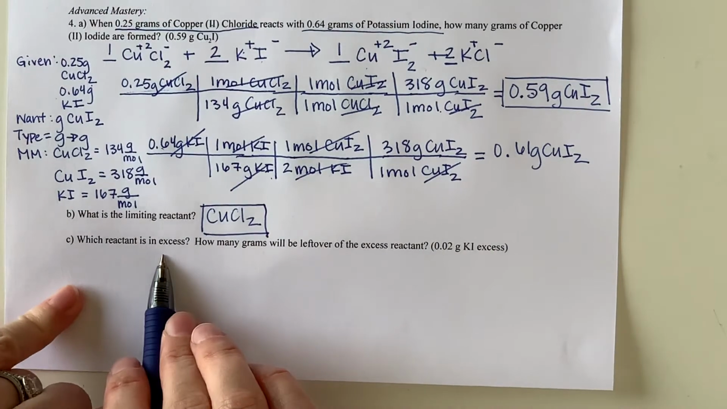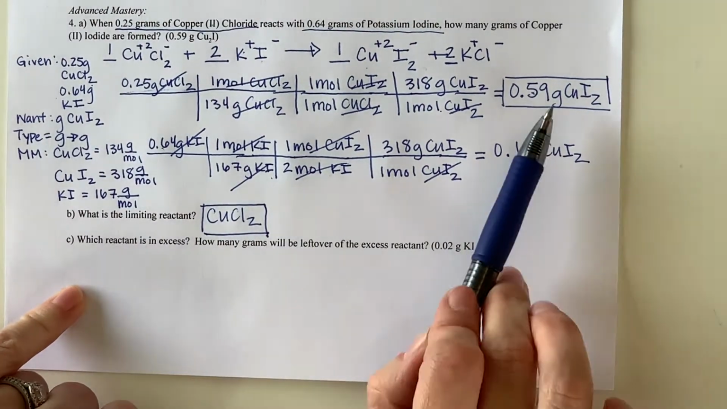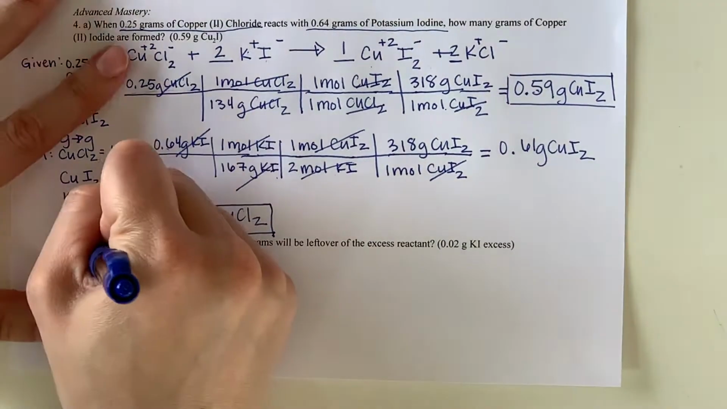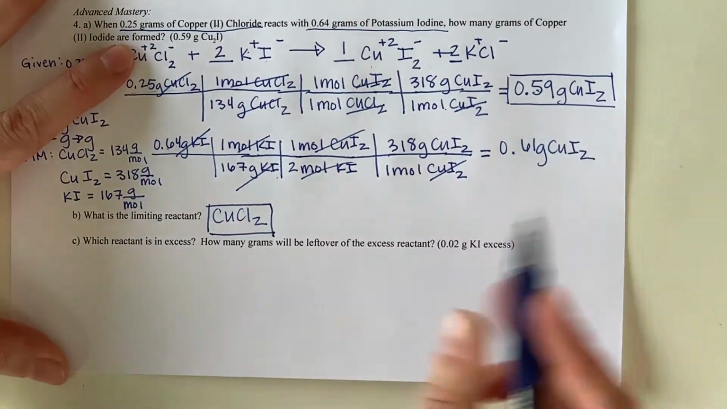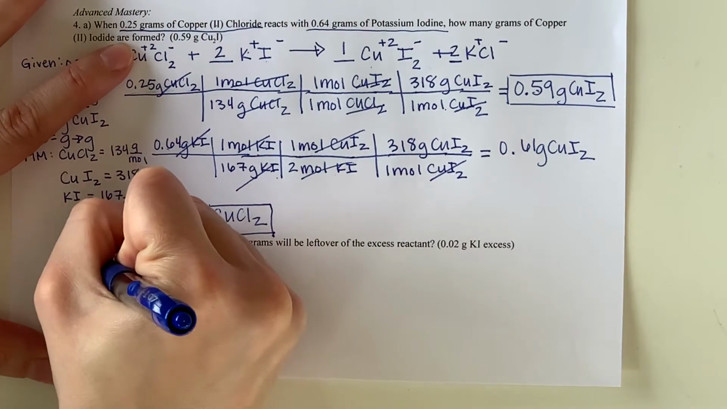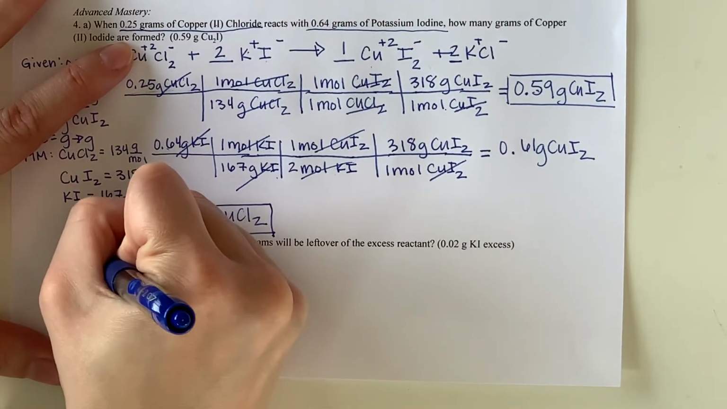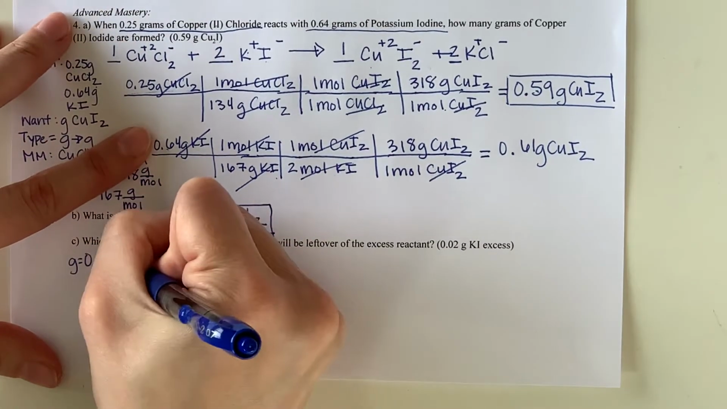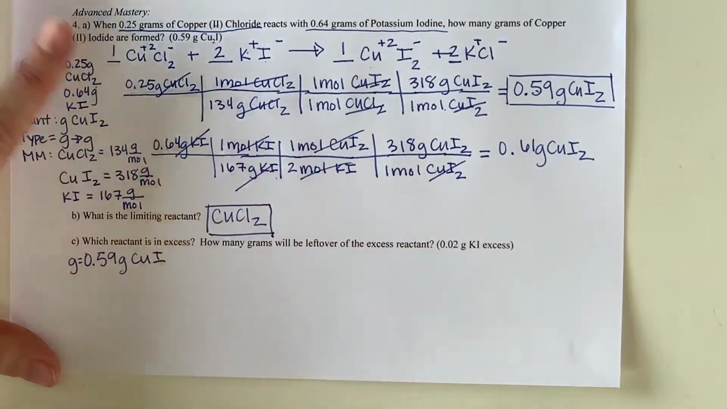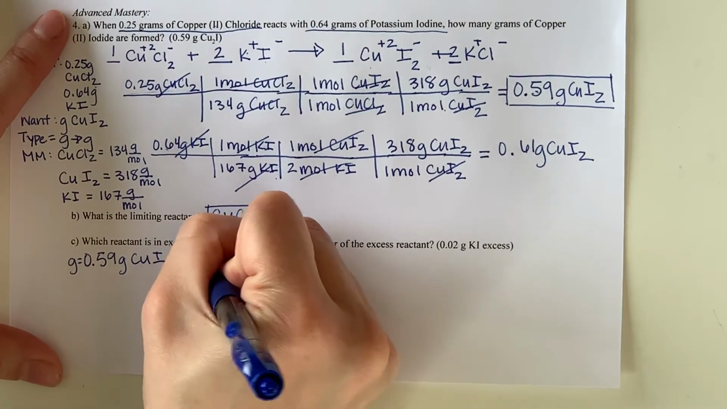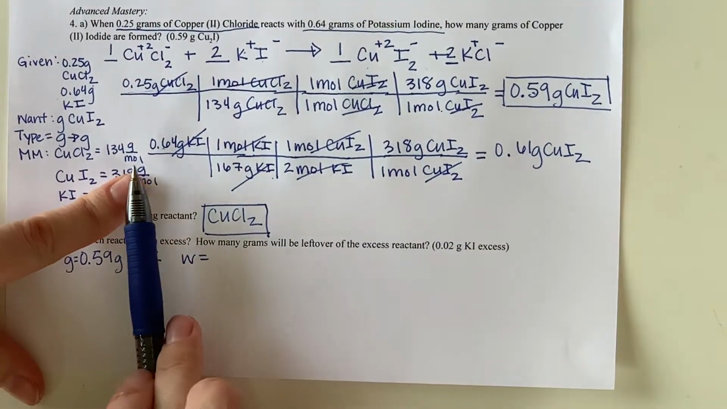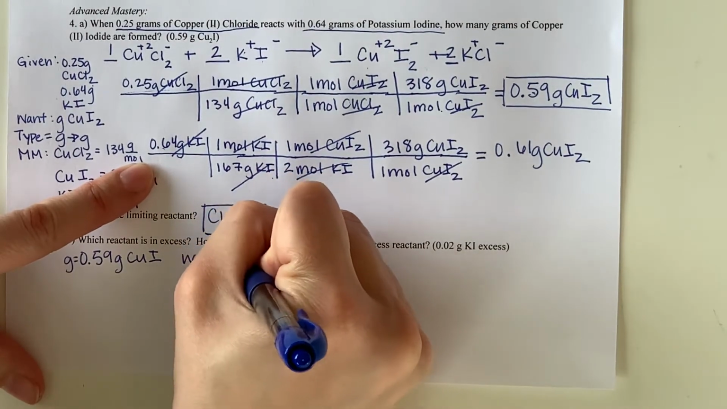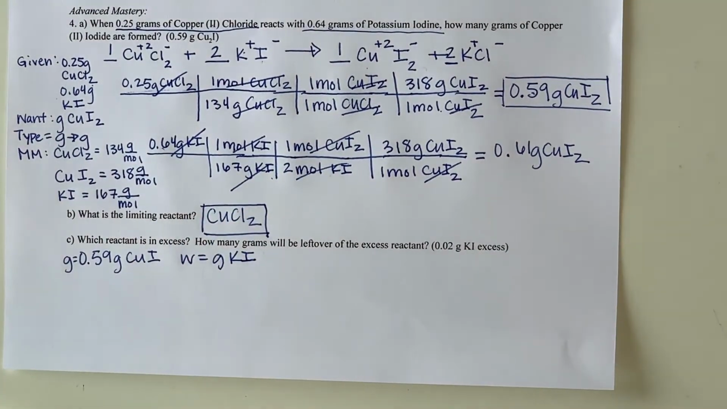Okay, so which is in excess? Now I'm going to take how much I could really make, which we found was 0.59 grams. So my given here is 0.59 grams of copper iodine. And I want to change it into my excess reactant. So now I'm going to change it into potassium iodine. I want to change it into grams of potassium iodine so I can compare it.